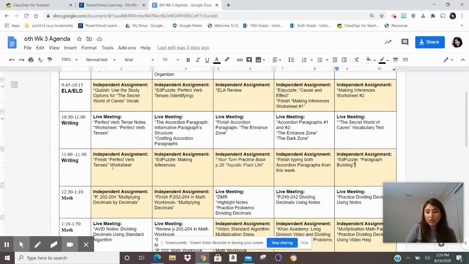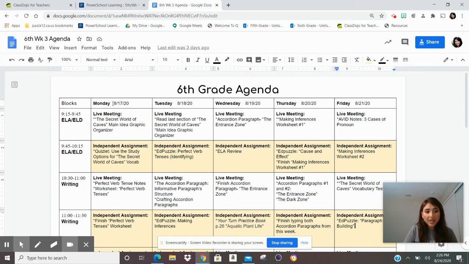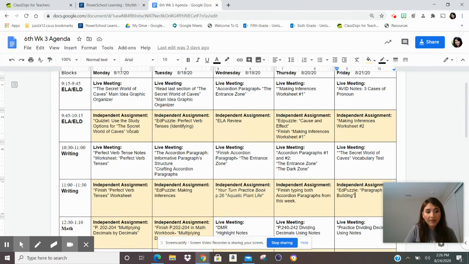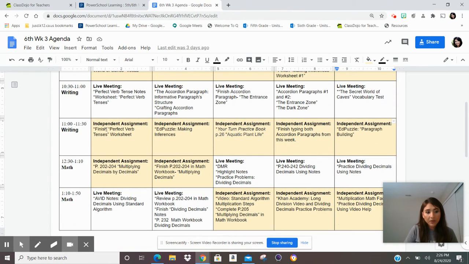So that's just an overview of how they're looking at the yellow blocks every single day. This is just Monday, right? We meet, they have independent study. They meet, we have independent study. Then they have independent study after lunch, and then we meet for math after that. So same thing with math. These are all their independent assignments.